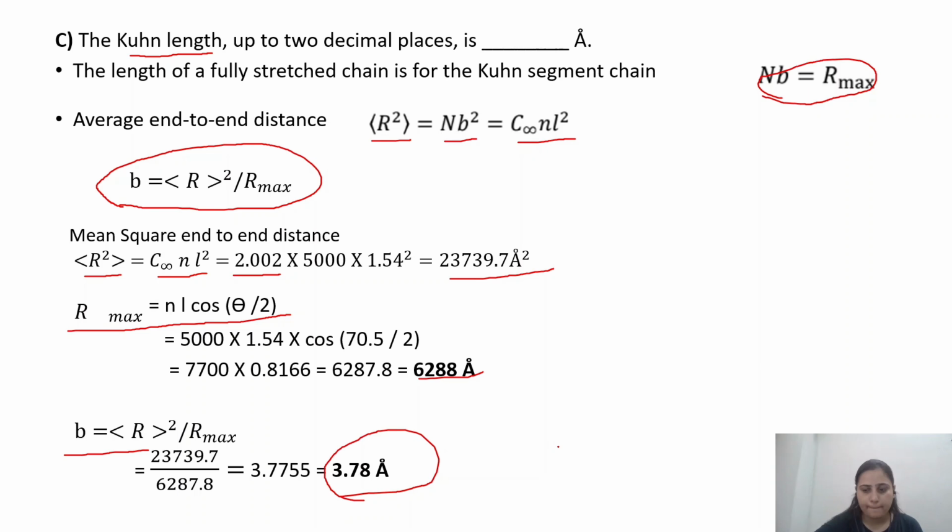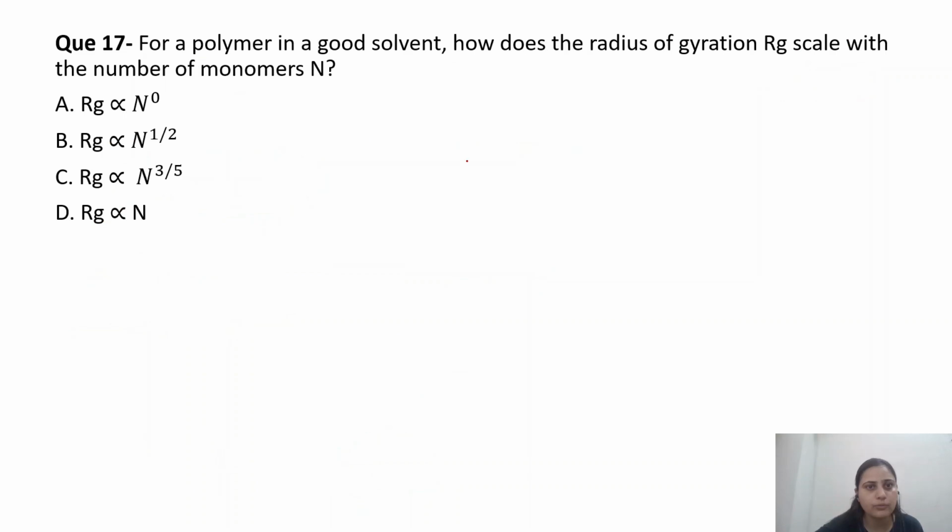Now question number 17 we will discuss. It says that for a polymer in a good solvent, how does the radius of gyration Rg scale with the number of monomers n? Option A, the radius of gyration is directly proportional to the number of monomers to the power 0; B, to the power 1 by 2; C, to the power 3 by 5; D, to the power 1.